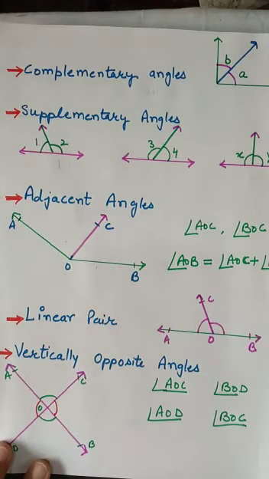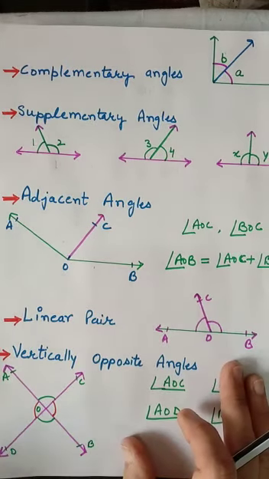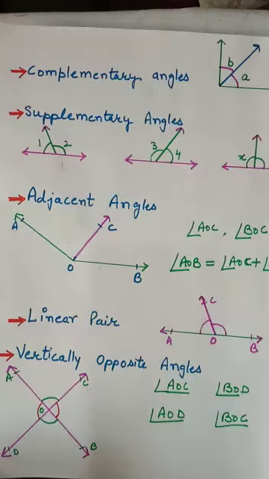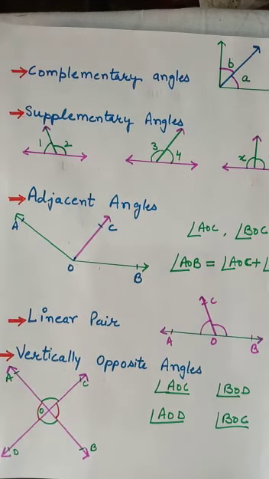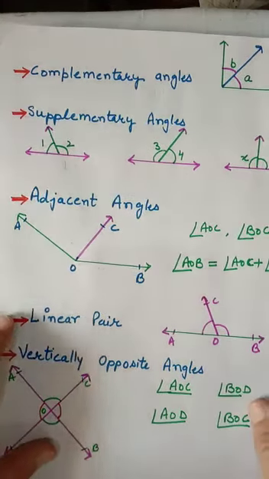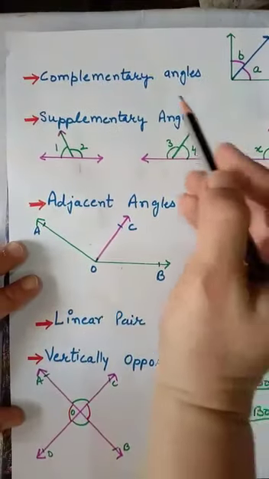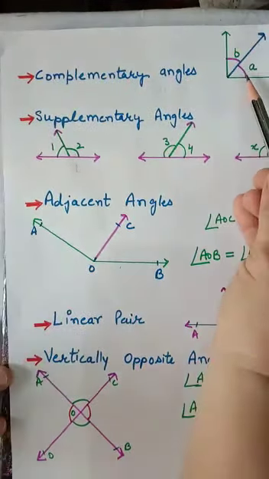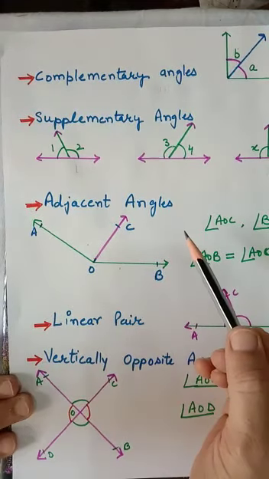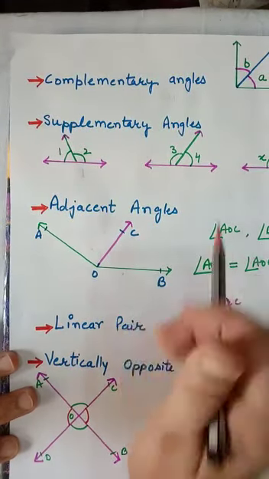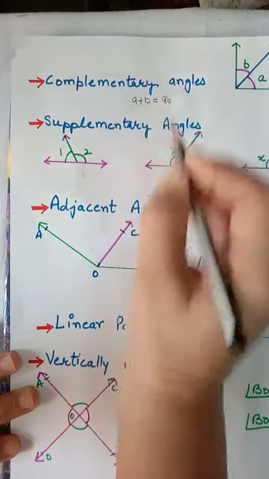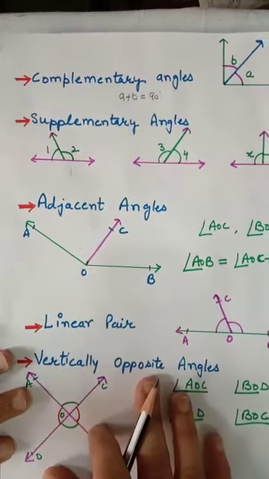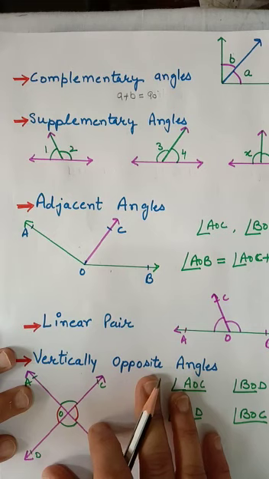Now some more angles we can study here. Complementary angles. Two angles are said to be complementary angles, here I have taken A and B, if their sum is 90 degrees. Two angles are said to be complementary angles if the sum of their measures is equal to 90 degrees. For example, here A plus B is equal to 90 degrees. So angles A and B are said to be complementary angles.